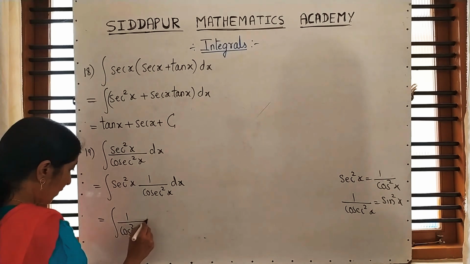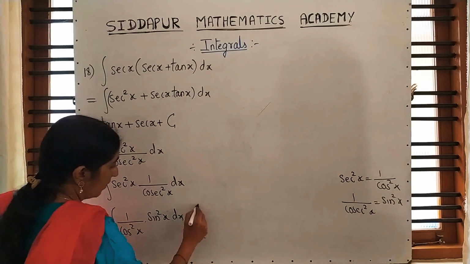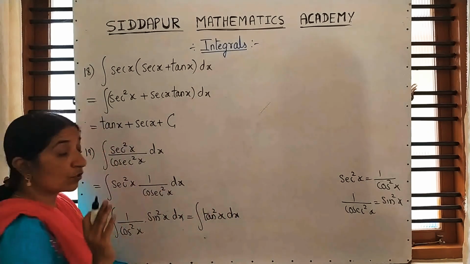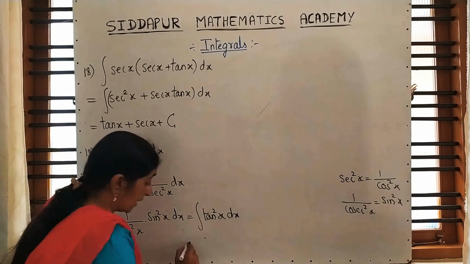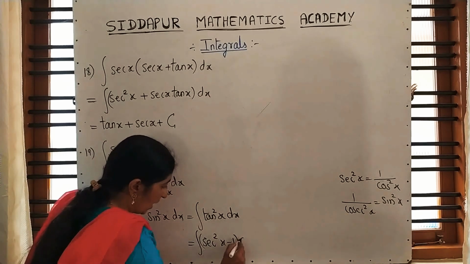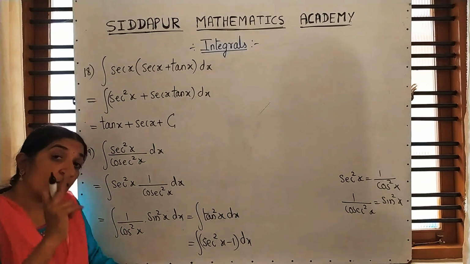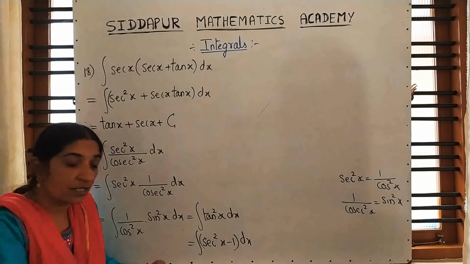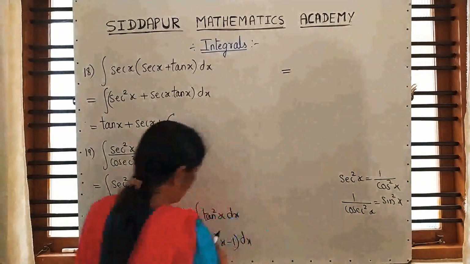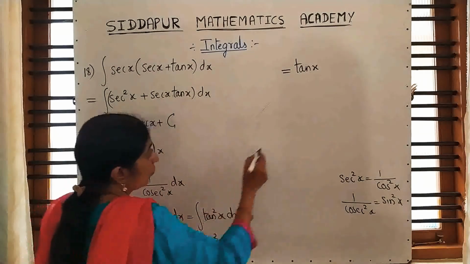With the help of that, 1 by cos square x, this is sin square x. And what is sin square by cos square? Tan square x. And we know that we don't have a formula for integration of tan square. But with the help of an identity, you can write like this. And without giving the identity, I wrote directly, because in one of the previous classes I explained this integration of tan square x. Now, integration of secant square x is tan x minus integration of 1 is x.